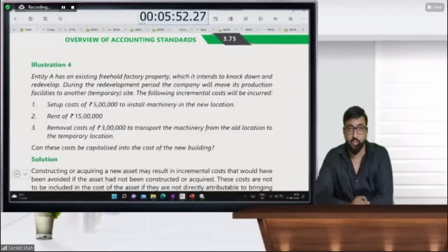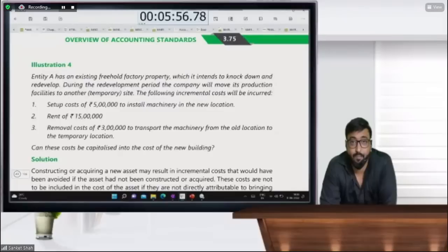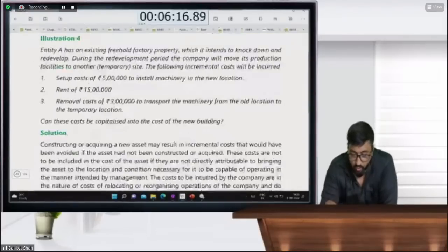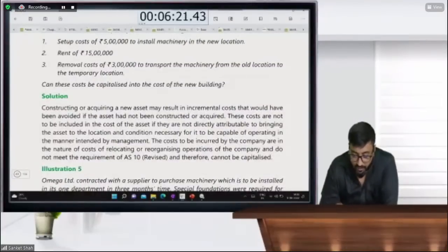First, illustration number 4. Entity A has an existing freehold factory property which it intends to knock down and redevelop. During the redevelopment period, the company will move its production facilities to another site. The following incremental costs will be incurred: setup cost 5 lakhs to install the new machinery at the new location; rent 15 lakhs; and removal cost 3 lakhs to transport the machinery from the old location to the new one. Beta, how to write the answer? You can take a screenshot if you want.